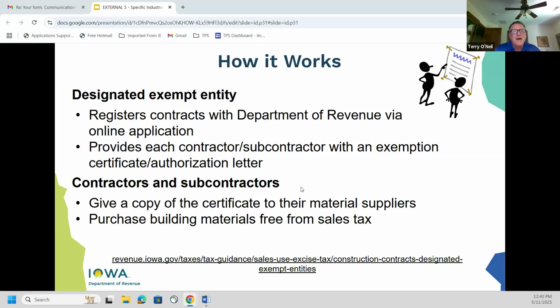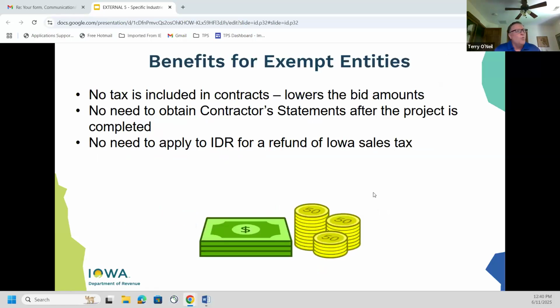A couple keys there: they can only buy materials for that job only. Cannot use them for other purposes. That's not an authorized use or acceptable use of a designated exempt entity exemption certificate. One reason why we have this certificate is that in a situation like this, there's going to be no tax included in any of the contracts. So that means the contractors are going to bid a lower amount. They don't have to take into account sales tax on the cost of their materials.